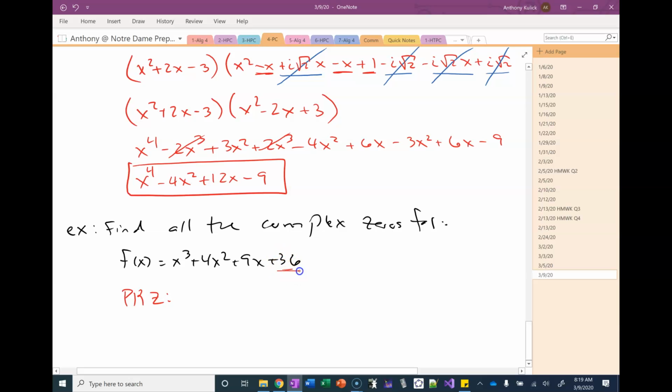To get that, I'm going to be looking at the factors of the constant term divided by the factors of the leading coefficient. And since the leading coefficient is just 1, it doesn't really matter. I just need to look at the factors of 36, right? So what are the factors of 36?